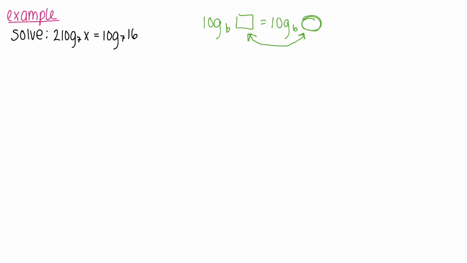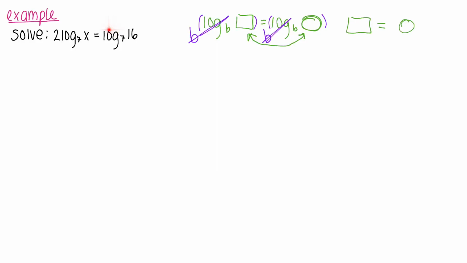Now, the technical reason for this is you can exponentiate both sides. So technically what you're doing is you're taking b and making it the base here, and all of a sudden this whole thing becomes an exponent. So you make both sides the exponent on b, and the b's would cancel, and you end up with the inside being equal to the circle.